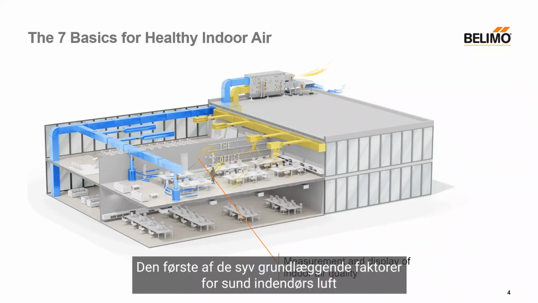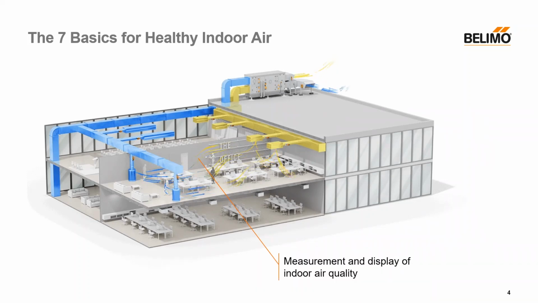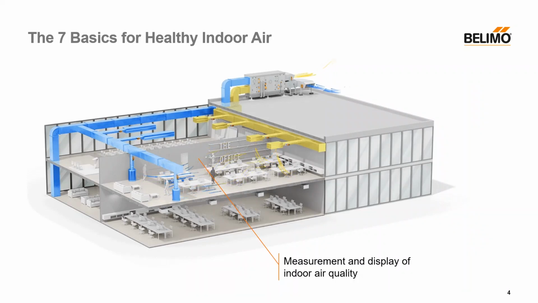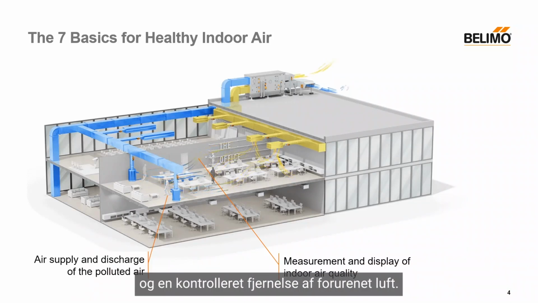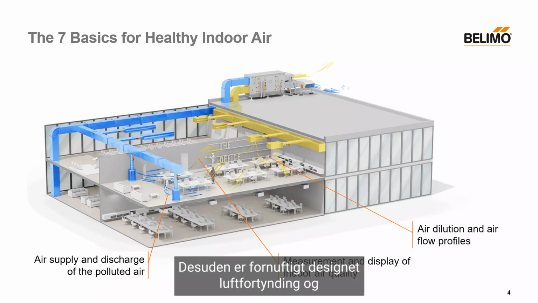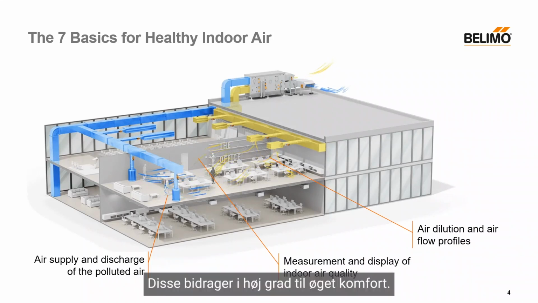At the center of the 7 basics for healthy indoor air are precise and continuous measurement and monitoring of indoor air quality. You can only control and optimize what you know. The second basis is a precise air supply to the zone and a controlled removal of polluted air. Furthermore, a sensibly designed air dilution and airflow profiles are important. In addition to healthy indoor air quality, these contribute greatly to increased comfort.